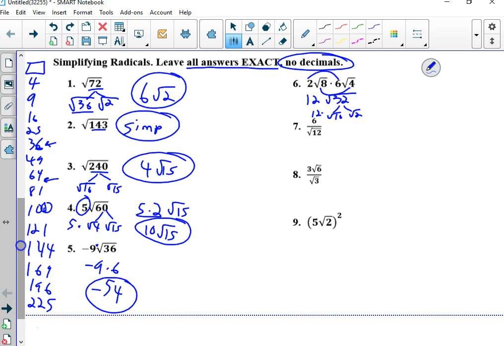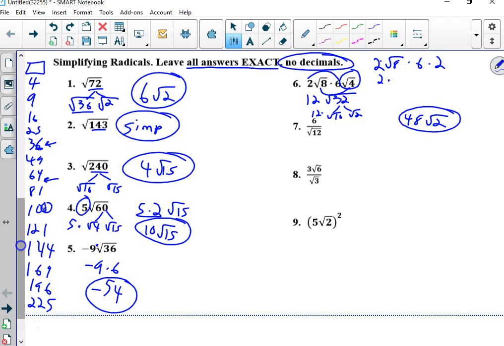Well, square root of 16 is 4. And 4 times 12 is 48 radical 2. And that's my answer. Like I said, there was another way to do this. If you happen to notice that square root of 4 is 2, it is a perfect square, I can simplify that so it looks like this. 2 times radical 8 times 6 times 2.